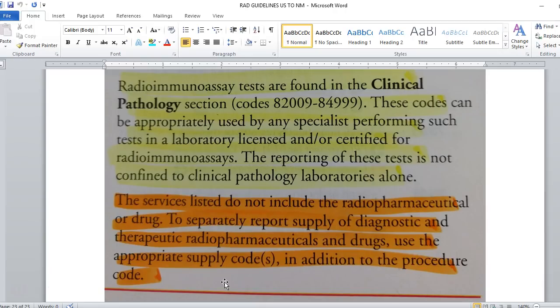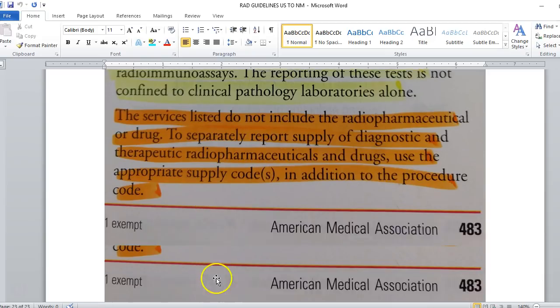So, to separately report supply of diagnostic and therapeutic radiopharmaceuticals and drugs, use the appropriate supply codes in addition to the procedure codes. This is when we'd break out HCPCS and pick the exact radioactive isotope and the exact amount of it that we injected into the patient.